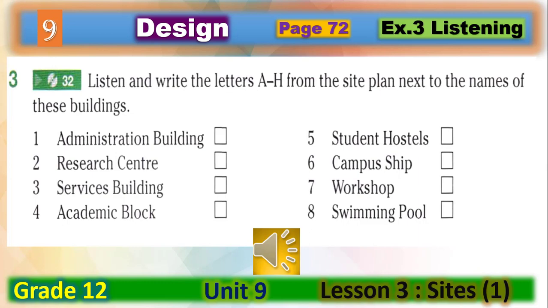Now let's check your answers. The administration building, which letter? Good, G. Number 2, research center. C. Services building. D. Academic block. F. Student hostels. H. Campus ship. E. Workshop. A. Swimming pool. It's B. Great.